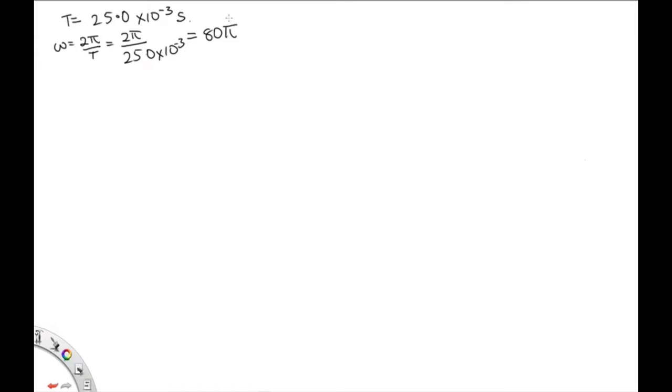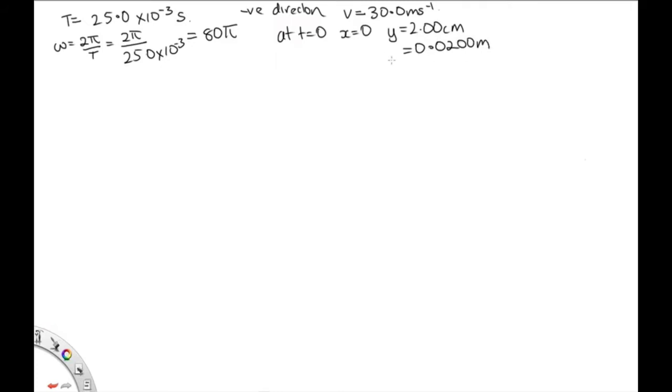Okay, now we're told it's moving in the negative direction, and we're told that the velocity is equal to 30.0 meters per second. We're told at t equals 0 and x equals 0, then y is equal to 2.00 centimeters, that's 0.0200 meters, and that the transverse velocity Vy is equal to 2.00 meters per second downwards. So let's make that minus 2.00 meters per second.